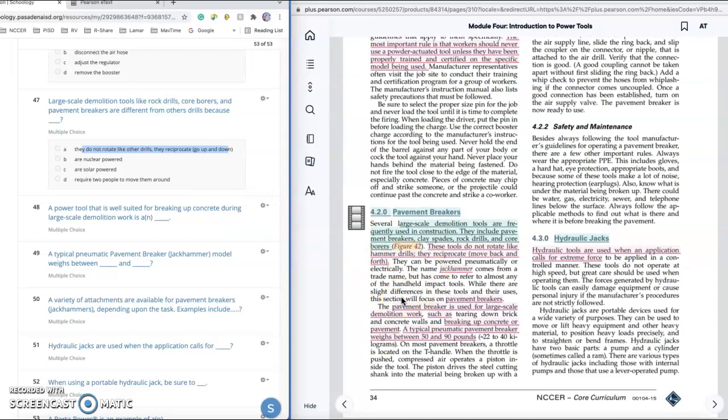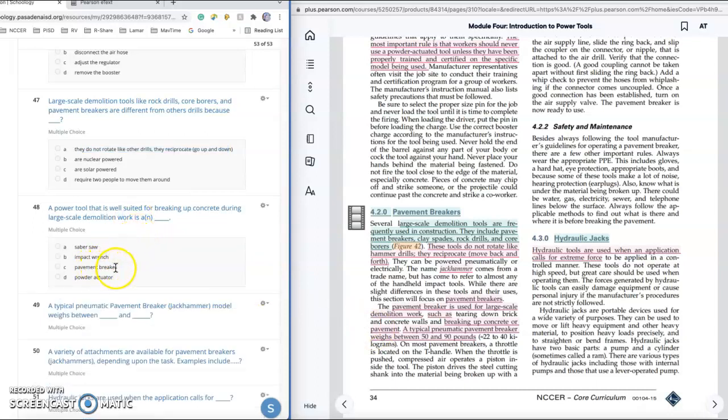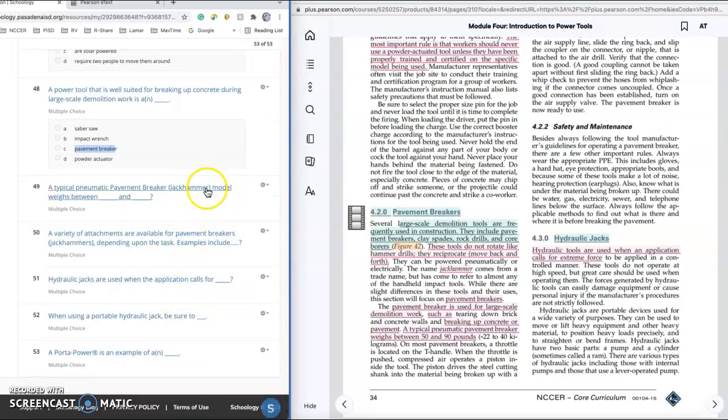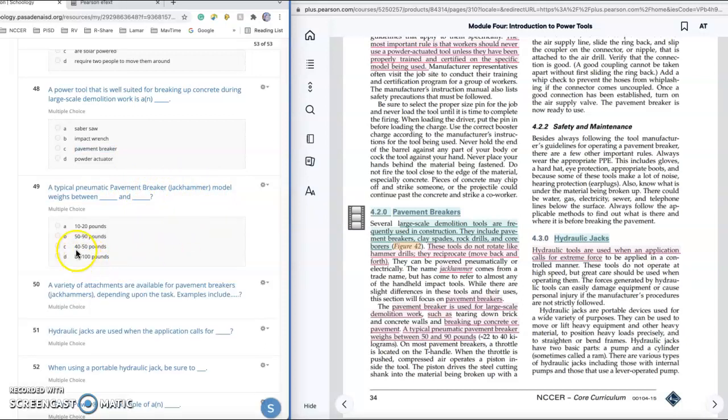A power tool that is well suited for working on demolition work, such as breaking up concrete or pavement. What's it called? A pavement breaker. This one's kind of easy because it says a tool that is well suited for breaking up concrete is a pavement breaker. How much does a typical pneumatic pavement breaker or jackhammer weigh? I think they weigh, let's see, 50 to 90 pounds. 50 to 90 pounds right here.